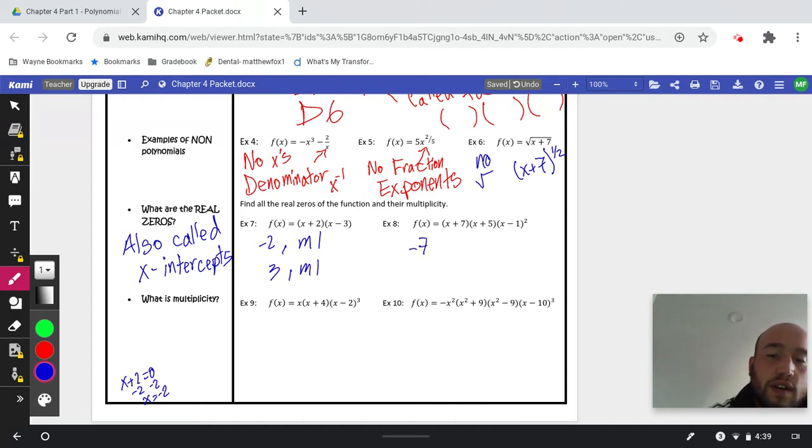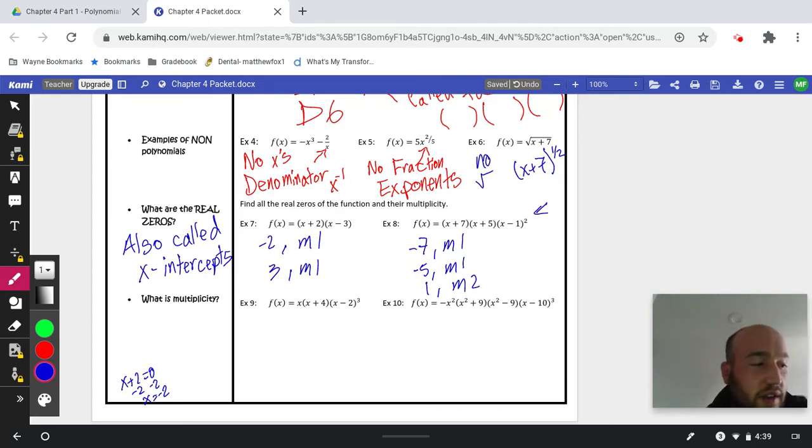So, on this next one, x plus 7, if we set that to 0, we'd get negative 7. That has a multiplicity of 1. X plus 5, we'd get negative 5. That has a multiplicity of 1. Now, x minus 1, if we set that equal to 0, we get 1. That one has a multiplicity of 2 because it is squared. So the key thing right here is it was squared, so we know it has a multiplicity of 2.